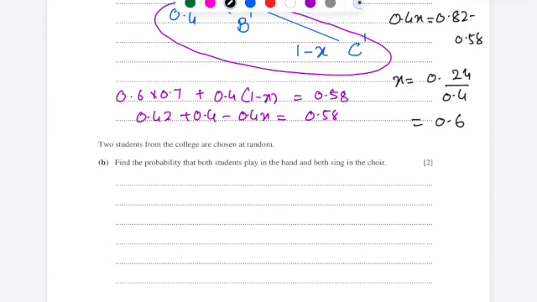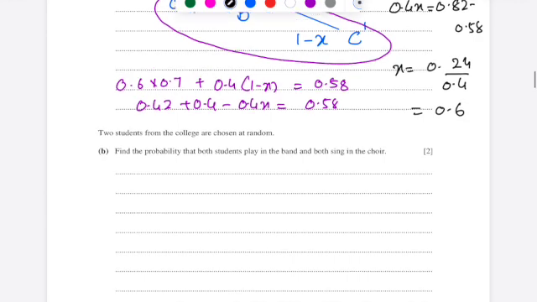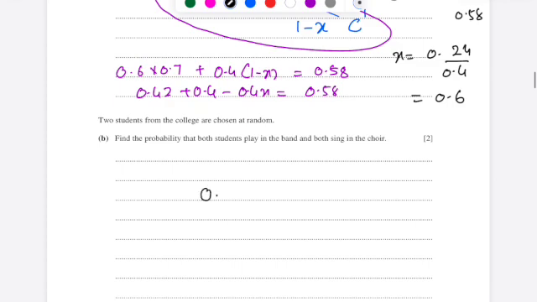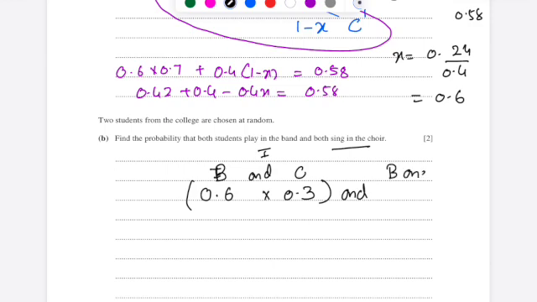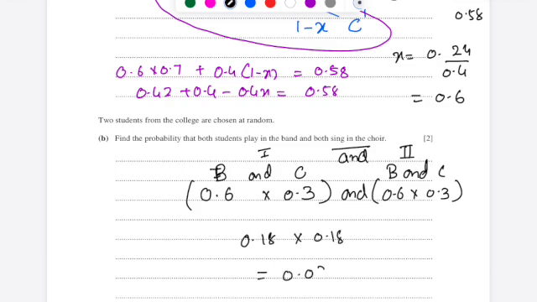Two students from the college are chosen at random. Find the probability that both the students play in the band and both sing in the choir. So both are playing in the band. So the first student is in the band and also in the choir. And means times. This is band and choir, so this is for the first student. Now for the second student, also band and choir, so it's going to be the same 0.6 times 0.3. This is for the second student. First student and second student: 0.18 times 0.18, which is going to be 0.0324.